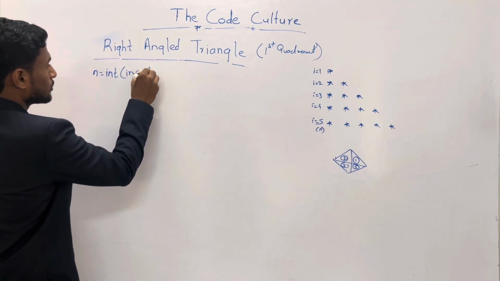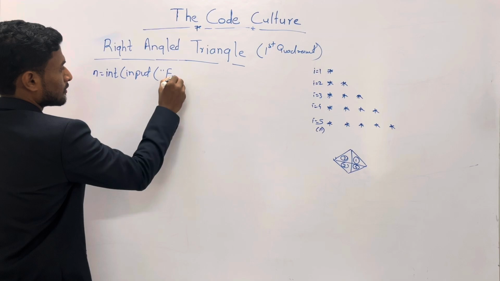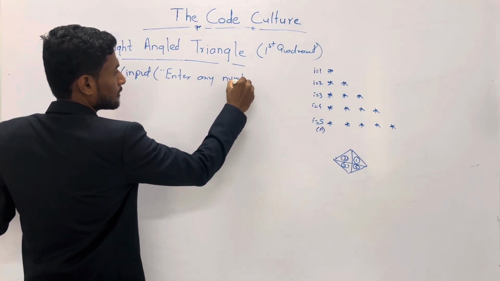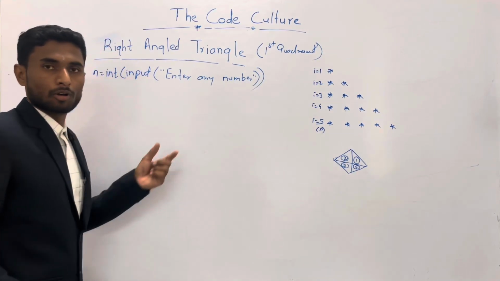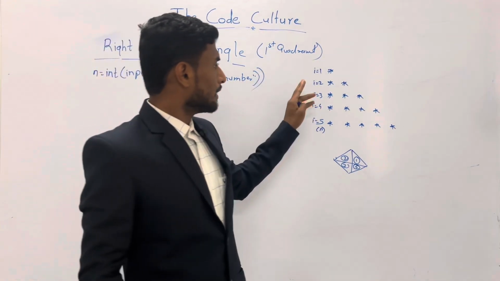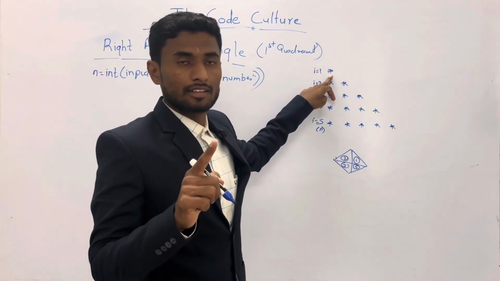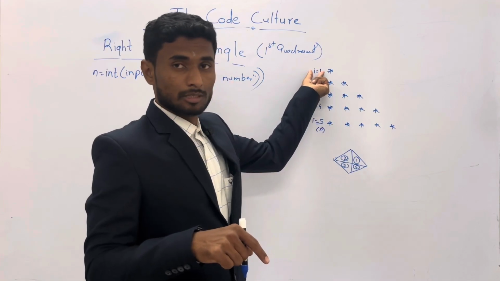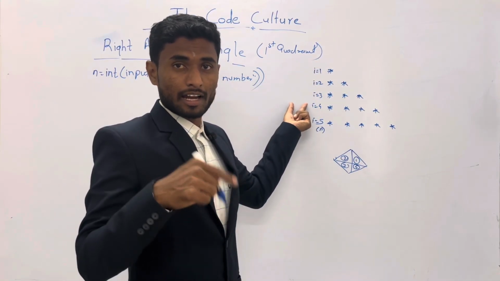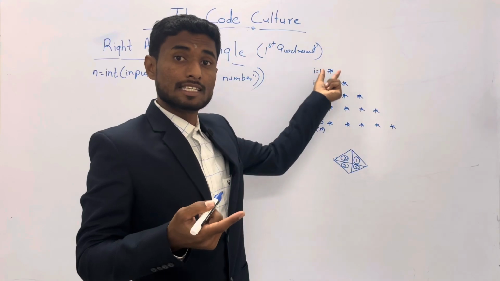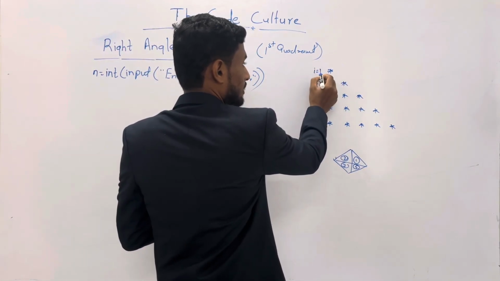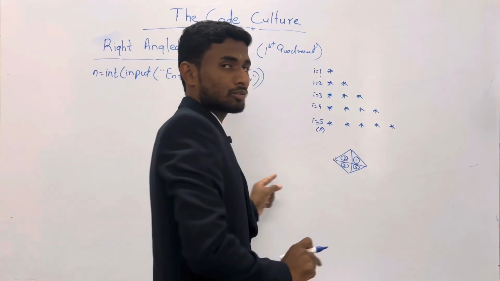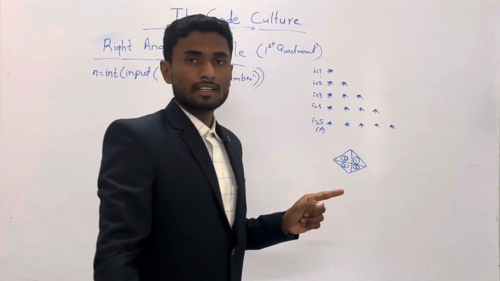So integer input, enter any number, you can enter any number. That number is nothing but number of rows. But look at this pattern, in first row we have only 1 star, in second row we have only 2 stars. It means that the number of row, suppose this is ith row, and the number of stars printed is same. So if I value is 1, then we are printing 1 star. If I value is 2, then we are printing 2 stars. If I value is 3, we are printing 3 stars.